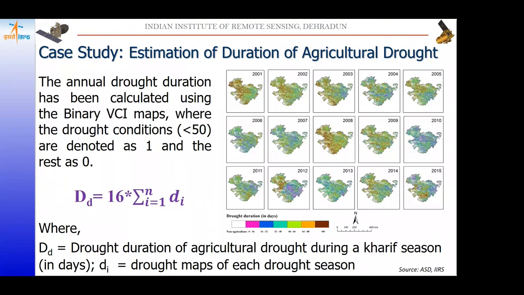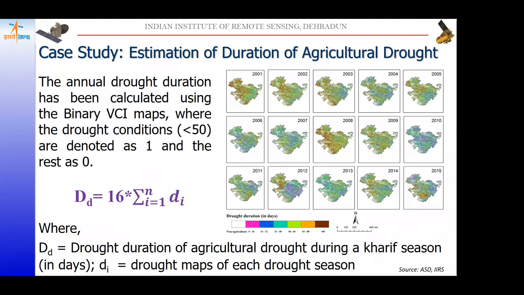The same legend also defines the drought duration, that is duration in terms of days, and that scale is defined from 0 to more than 80. So the brownish or orange color defines more drought duration, which is ultimately derived from the binary VCI maps. Like in the case of the Marathwada region, in 2001 and also 2008, there is more drought duration as compared to the eastern part.